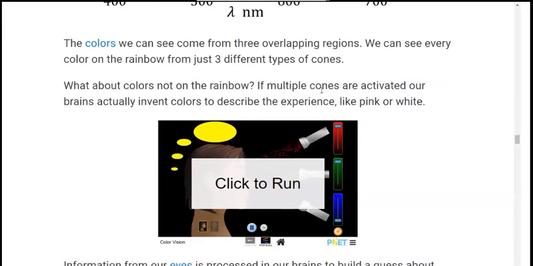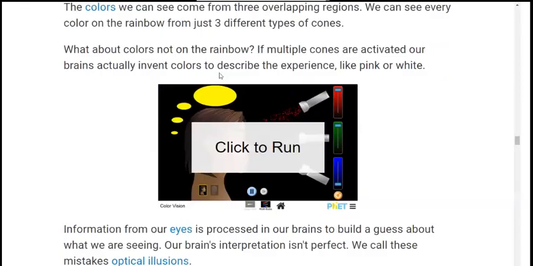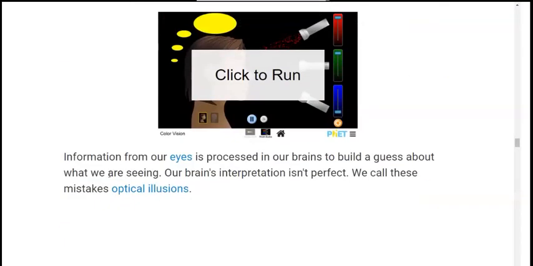If multiple cones are activated, our brains actually invent colors to describe the experience, like pink or white. Information from our eye is processed in our brain to build a guess about what we are seeing. Okay, first of all, a particular radiation enters into the eyes, and then the eye interprets and guesses the color, and generates signals, and then we are able to see that color.